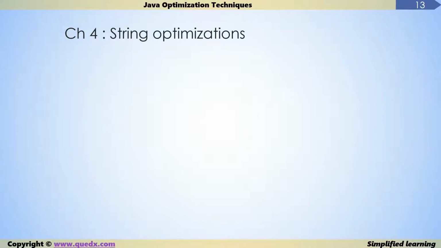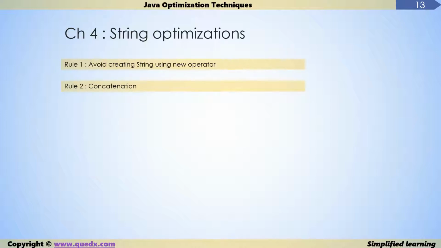String optimizations. In this chapter, we'll look at various rules that can be applied to optimize your application when dealing with strings. Avoid creating string using new operator. That is rule number 1. Rule number 2 deals with concatenation. We'll take a look at what this means. Rule number 3 is defer the string creation until the point when it is required.